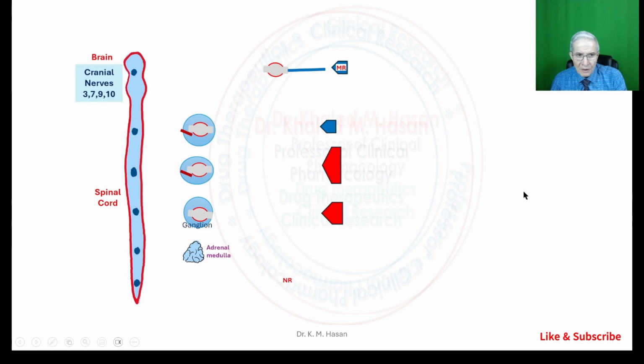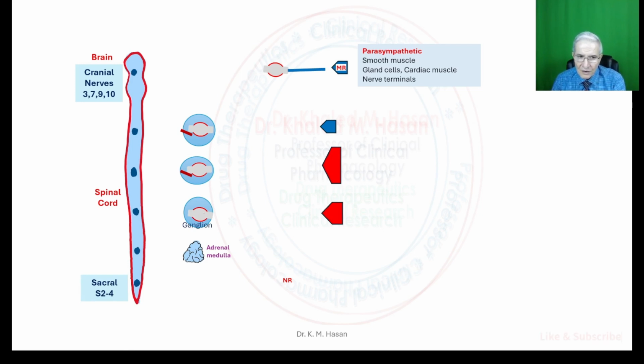In the brain, we have several cranial nerves. We have 3, 7, 9, and 10, and these will be responsible for the parasympathetic system. Then we have the sacral neurons, S2 to 4. And then we have another part, thoracic and lumbar. So here we are talking about 4 main parts. Number 1, cranial. Number 2, sacral. These 2 main parts are considered to belong to the parasympathetic and somatic. And then we have thoracic and lumbar.